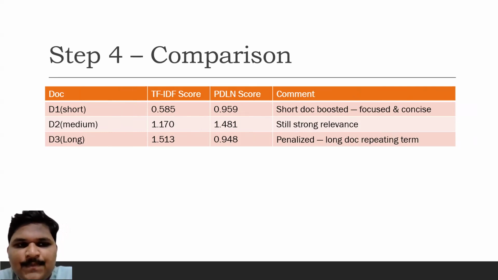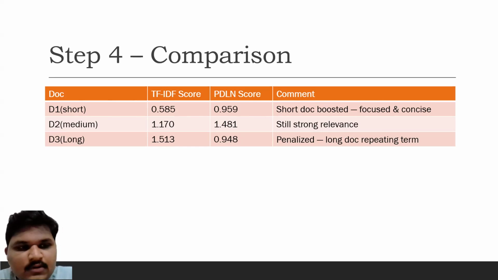When it comes to document 2, its size is around 6, which means it comes in the medium category. The TF-IDF scored around 1.170. Here it shows that document 2 contains the term information more times than document 1, and the TF-IDF score for document 2 is 1.170. Here we can observe that the PDLN score for document 2 is 1.481. Why?